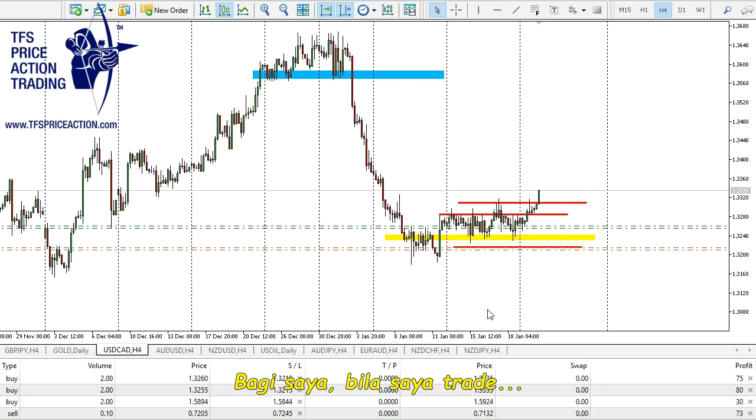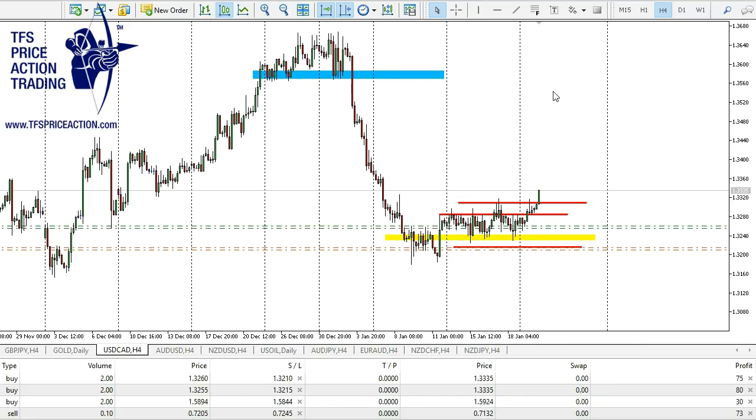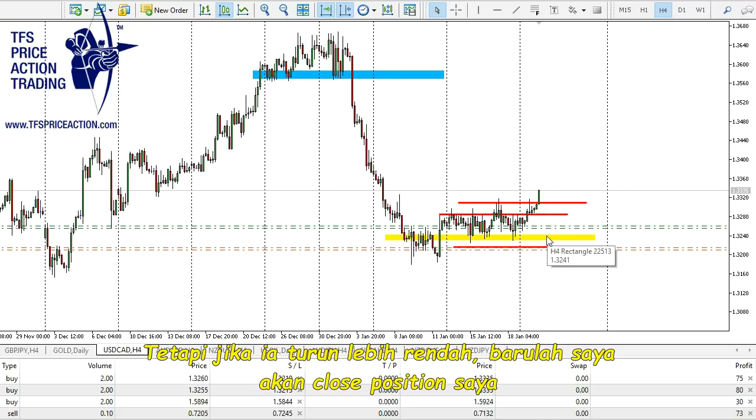So as for me, when I trade, I already know upfront that I'm going to lose 3% or up to my stop loss whenever I trade. So let's say if I already profit 20 or 30 pips, I won't set my stops to break even. Even if it goes back down, I'll just leave it open. But if it goes even lower, then only will I close the position.